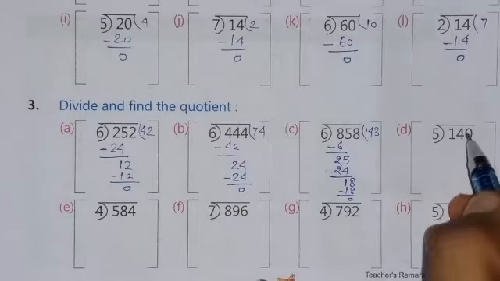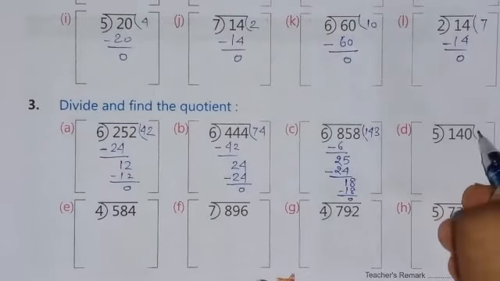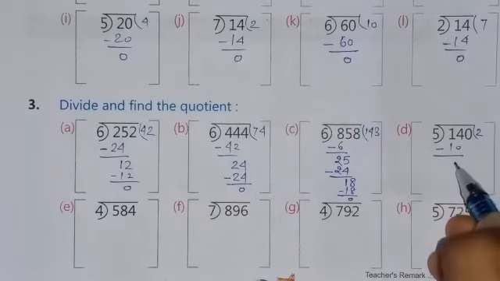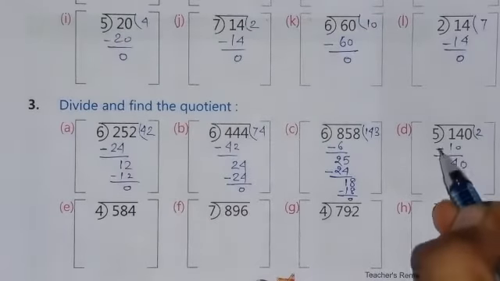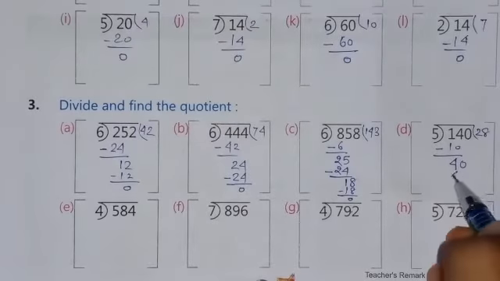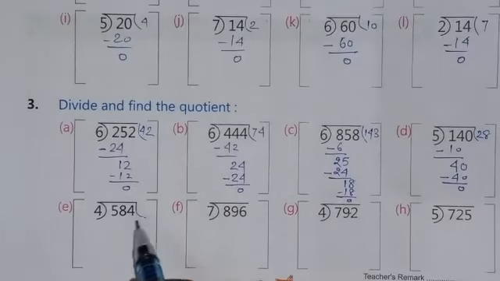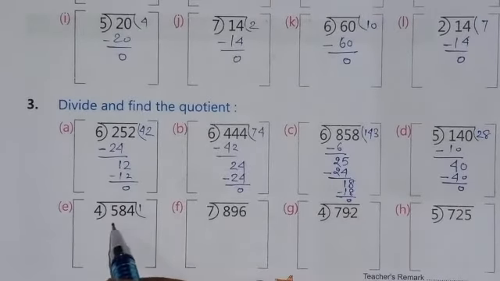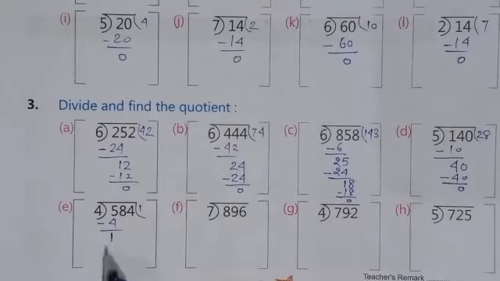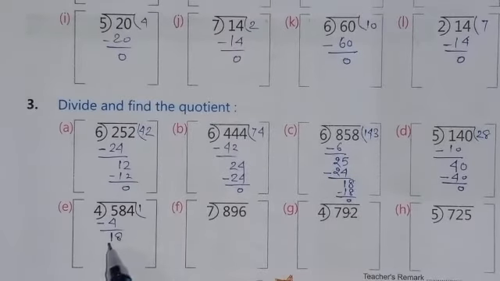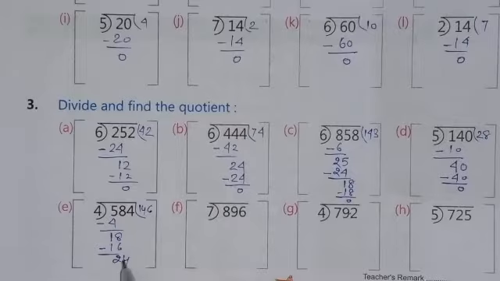In this question, 14 divided by 5. So 5 2s are 10. On subtracting you will get 4. Now write down 0 here. In the table of 5, 40 comes 8 times. So 5 8s are 40. On subtracting you will get 0. Continue to the next question. In the table of 4, 4 1s are 4. On subtracting you will get 1. Now you have to write down 8 here. In the table of 4, 4 4s are 16. On subtracting you will get 2. Now we have to write down 4 here. In the table of 4, 24 comes 6 times. So write down 24. On subtracting you will get 0.